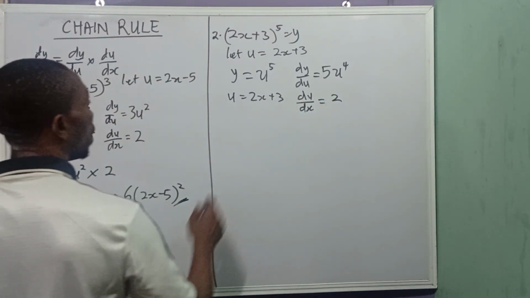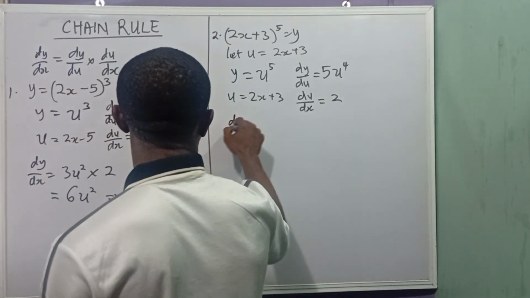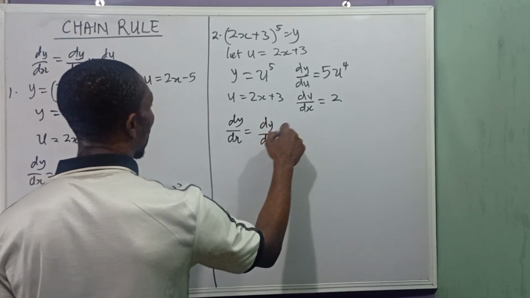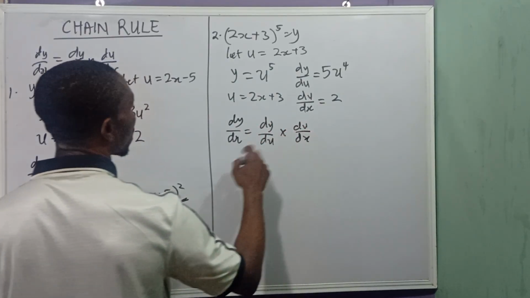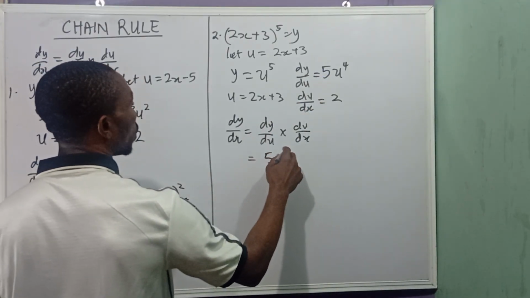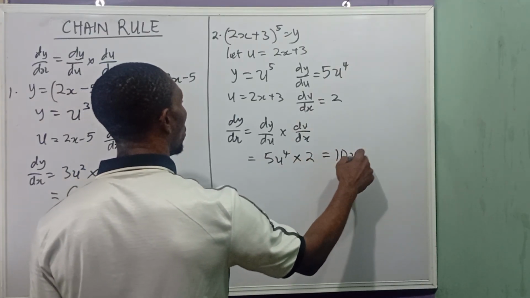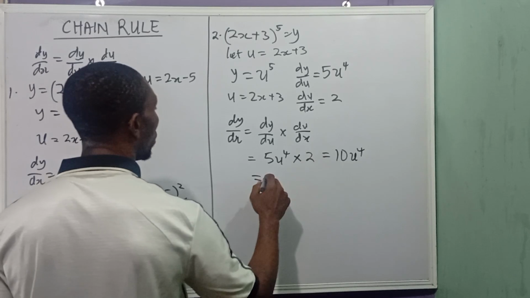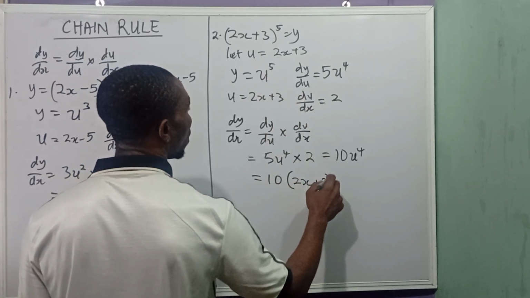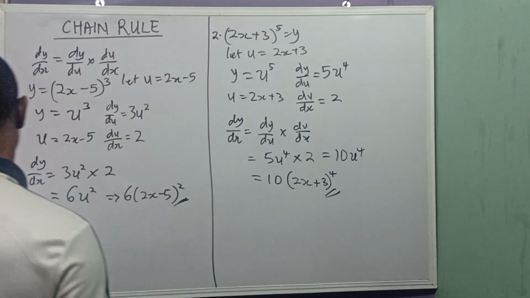So now bringing in the chain rule that says dy/dx is a function of dy/du times du/dx. So this gives us dy/du here is 5u raised to power 4, times du/dx is 2. This gives us 10u raised to power 4. But remember that u is what? u is 2x plus 3, so 10 times (2x plus 3) all raised to power 4. So with this, we've differentiated our question.